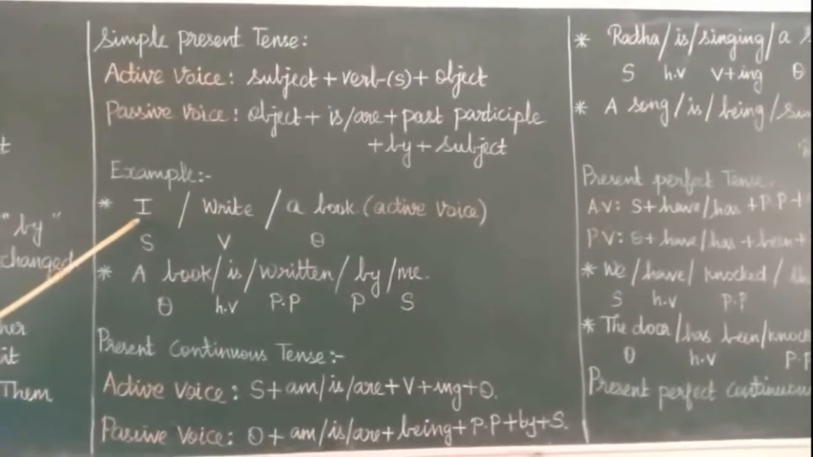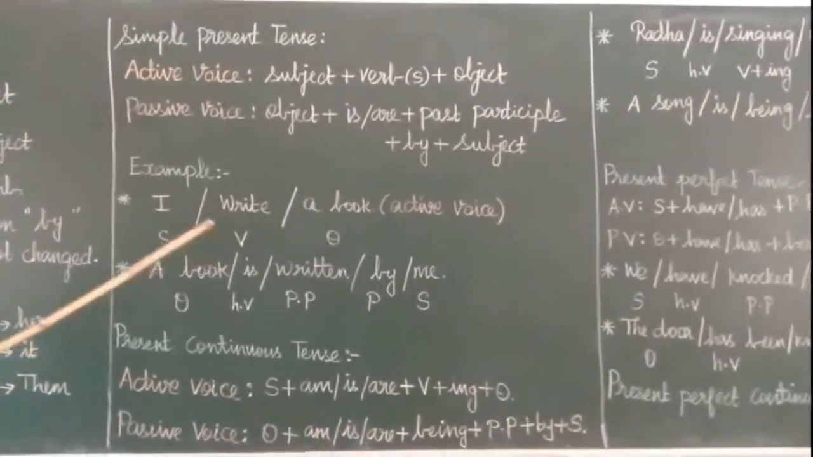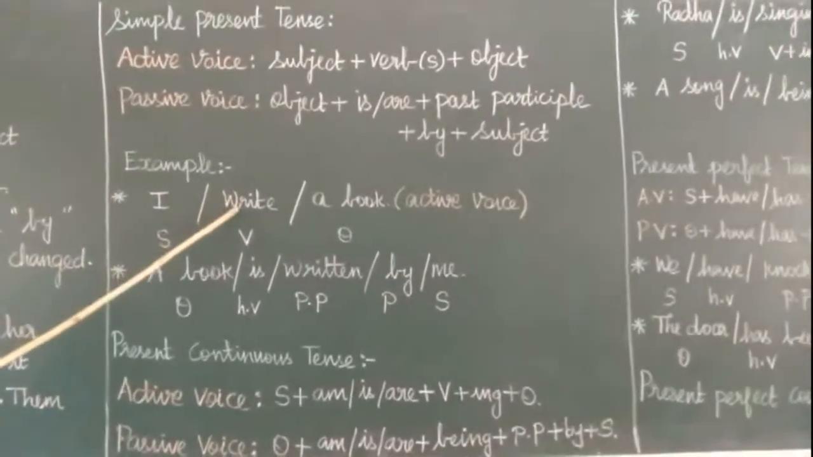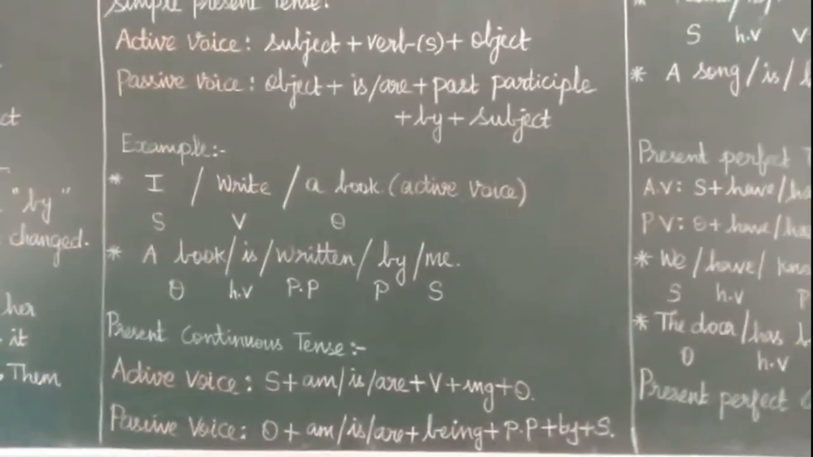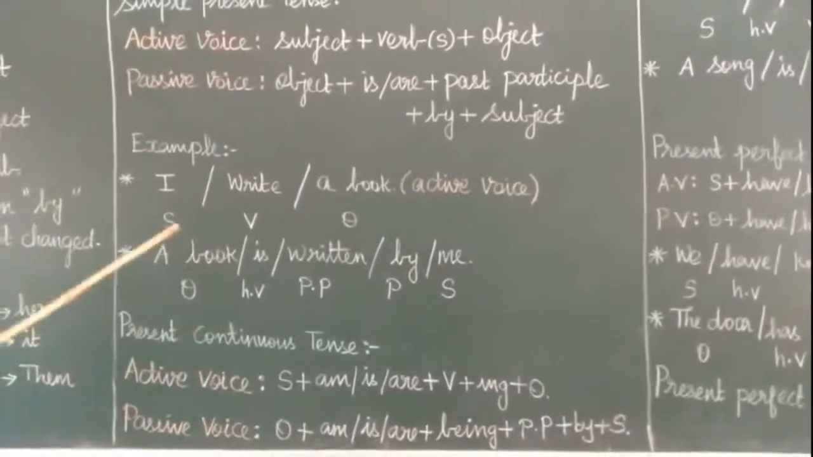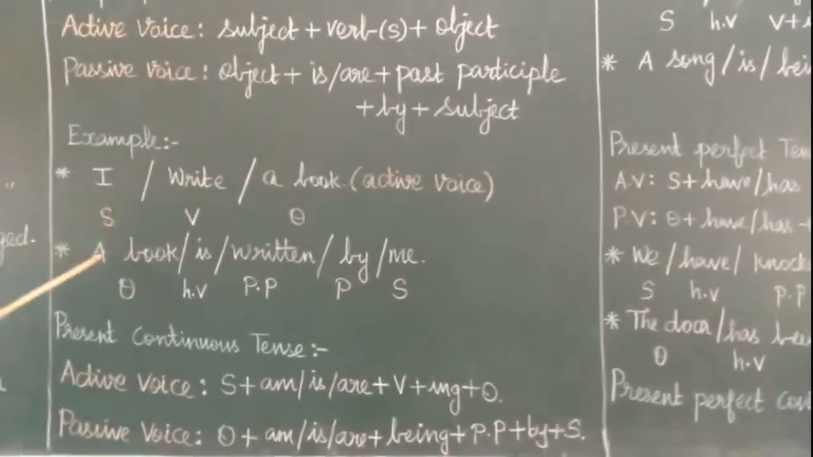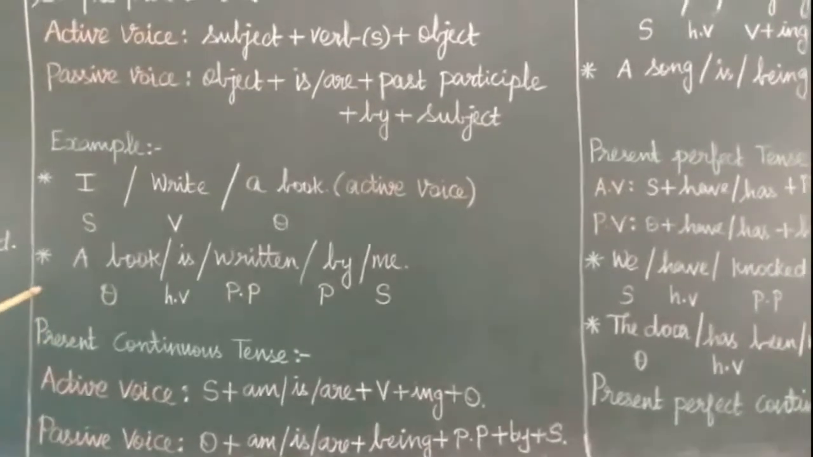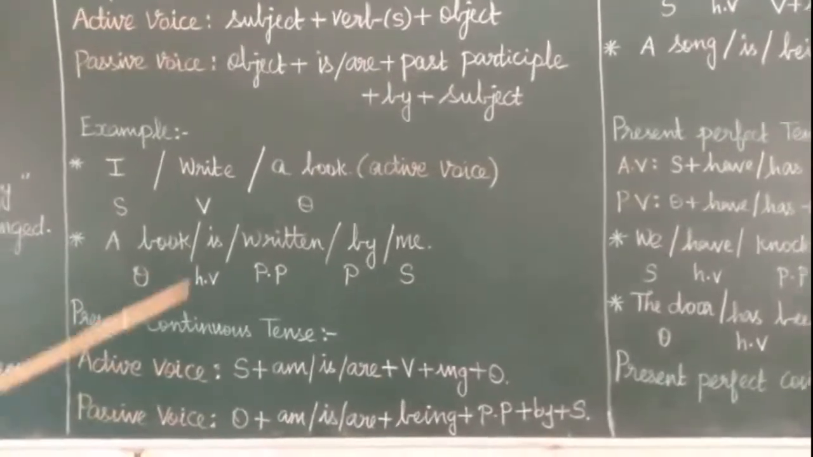Let me move to the example. The first example is I write a book. This is the active voice. Why is this active voice? Here I is the subject, write is the verb, a book is the object. In this sentence, a book is the object, so we have to change it into the subject. So a book will become the subject in the passive voice. According to the present tense, we have to add is.